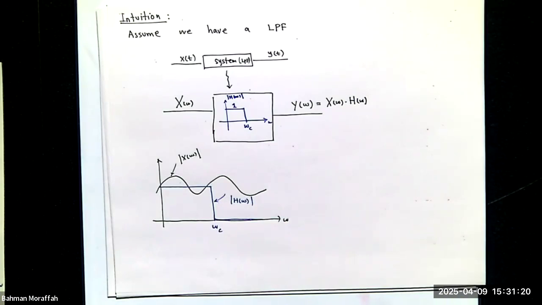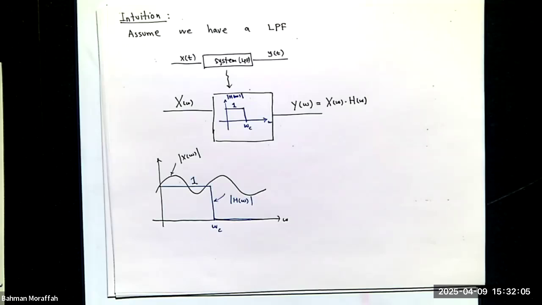What is this Y of omega? If this black curve over here is my X of omega, again, I have to multiply this X of omega by this H of omega. How do I multiply two functions? Multiplication is pointwise. So I've got to do it point by point. So up to this point, omega c, I am multiplying everything by this magnitude. But we said the magnitude is 1. So what does that tell me? It tells me up to this point, omega c, I spit out the exact same as my input.